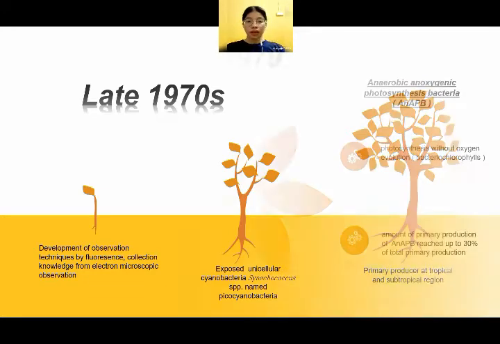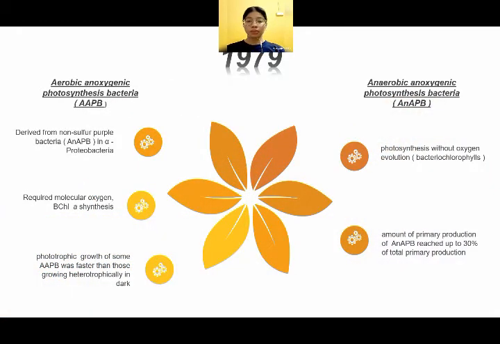In 1979, AAPB was derived from non-sulfur purple bacteria, which are anaerobic and anoxygenic photosynthetic bacteria in alpha proteobacteria. It contains bacterial chlorophyll A, and as reported, phototrophic growth of some AAPB was faster than those growing heterotrophically in the dark. Next, anaerobic and anoxygenic photosynthetic bacteria use bacterial chlorophyll to perform photosynthesis without oxygen evolution. These chlorophylls are not detected in algae and plants.